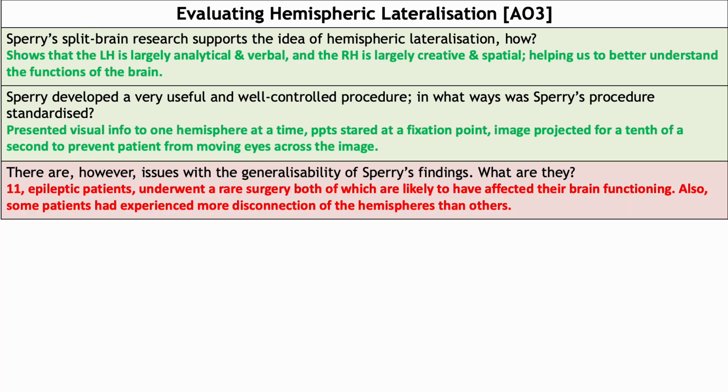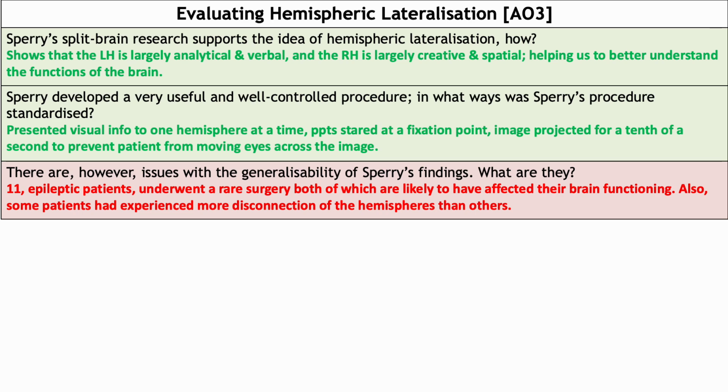Okay, so Sperry's split brain research supports lateralisation, and you just talk about the findings and how that helps us to understand each part of the brain and what it's responsible for. It was highly controlled. They were presented with visual information one at a time. They stared at a fixation point. What they could see and couldn't see was highly manipulated. The amount of time the image was projected was standardized.